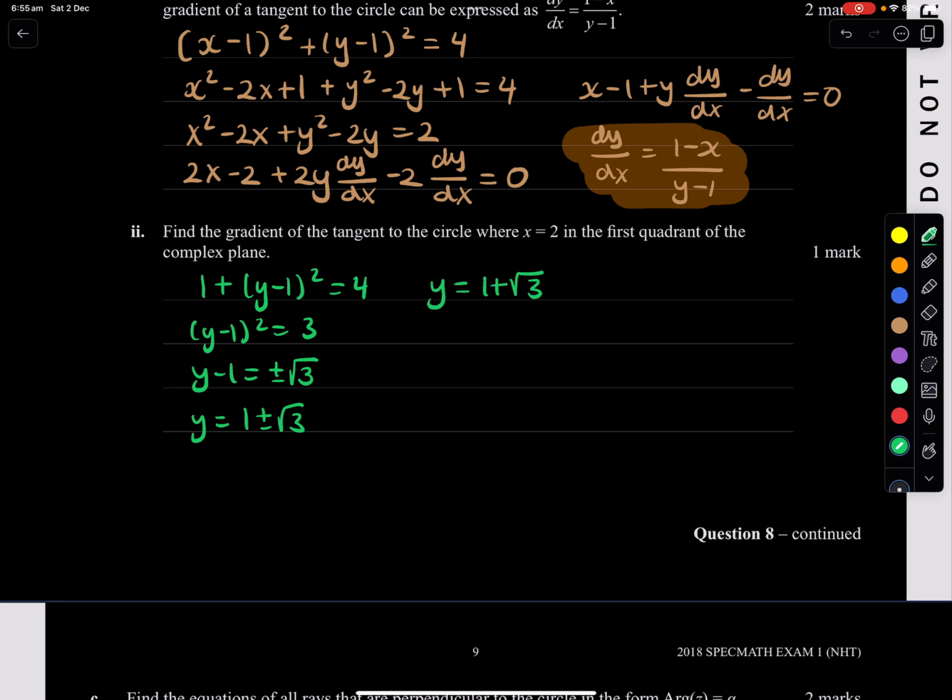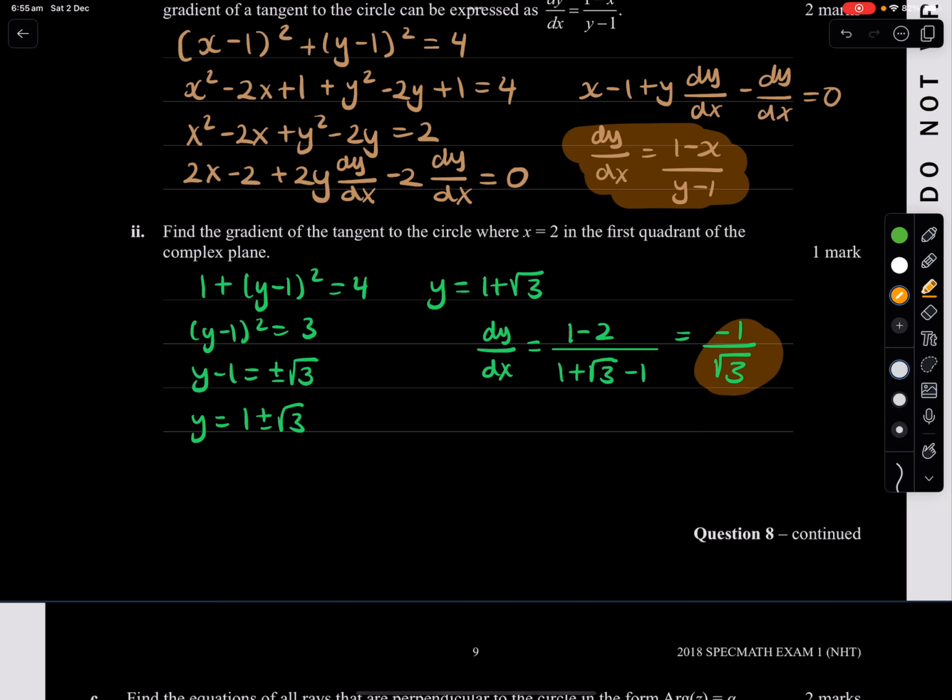Now we've got our y value. Now let's sub them all into dy dx. Your x value is 2, so 1 minus 2, divided by y, which in this case is 1 plus root 3 minus 1, which gives negative 1 over root 3. That's your dy dx there. 1 mark, nice and easy.